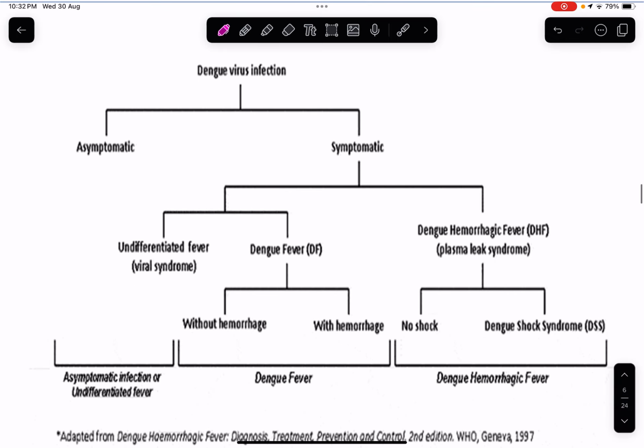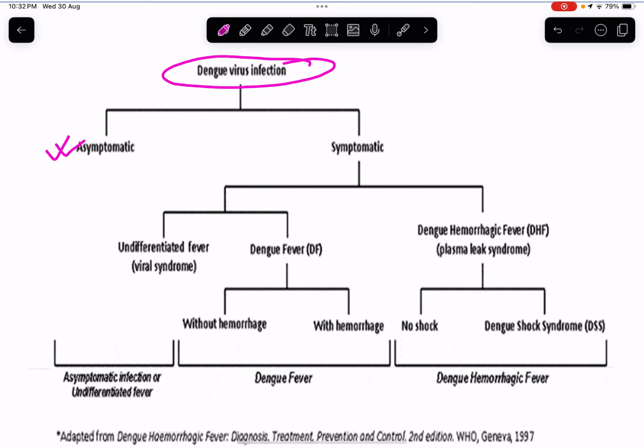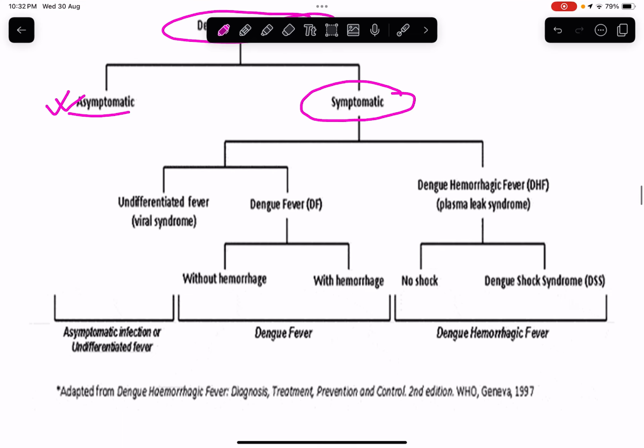Now what happens once there is dengue virus infection? The person may remain asymptomatic. It is not that everybody will be symptomatic. So the infection may not lead to the disease. If the patient becomes symptomatic, there may be a few manifestations. It may result in an undifferentiated fever like any other viral infection, which is not very specific, not very specific clinical manifestations will be there.